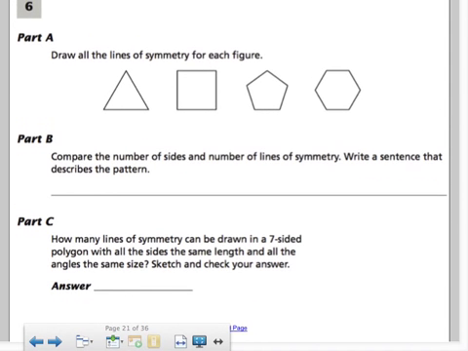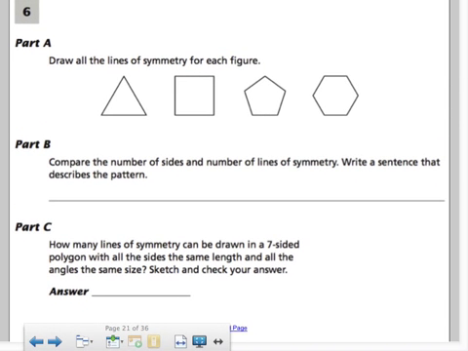3 parts to this long thing, okay. Part A, draw all the lines of symmetry for each figure. Oh, part A is kind of easy, kind of fun. So this triangle, I'll give you hints. For this triangle, there's actually 3 lines of symmetry.